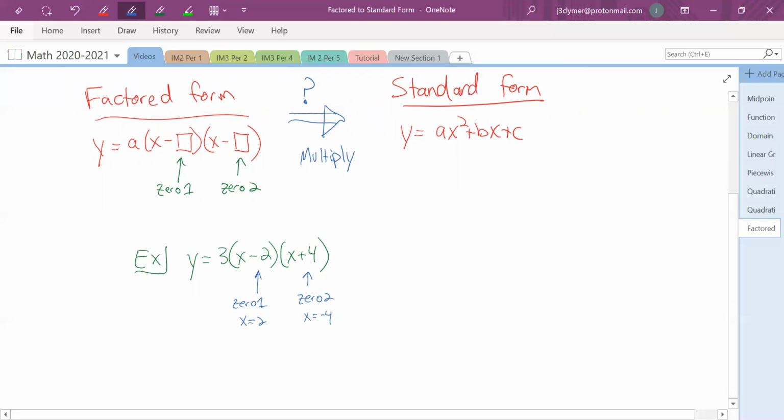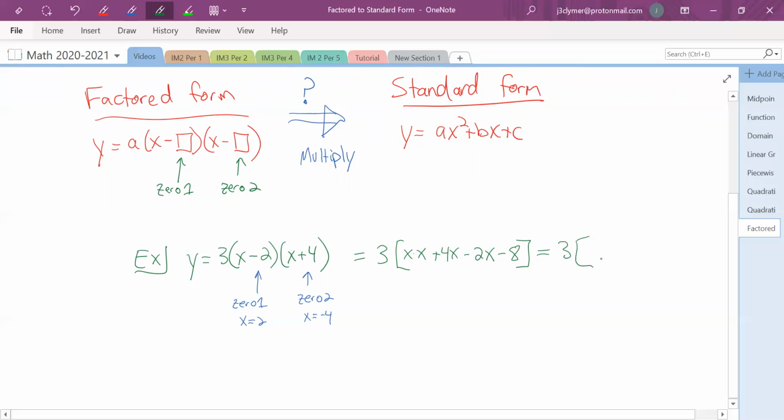Now, to make it into standard form, all we're going to do is multiply it out. So it equals 3 times, and now we're going to multiply this out. I am going to take the first times the first, so it's x times x. And I'm going to take the x times the 4, so plus 4x, and then the negative 2 times the x, so minus 2x. And then finally the negative 2 times the positive 4, minus 8. All right, so the first step is you just multiply out the two binomials, which we've done many times, so that shouldn't be too bad.